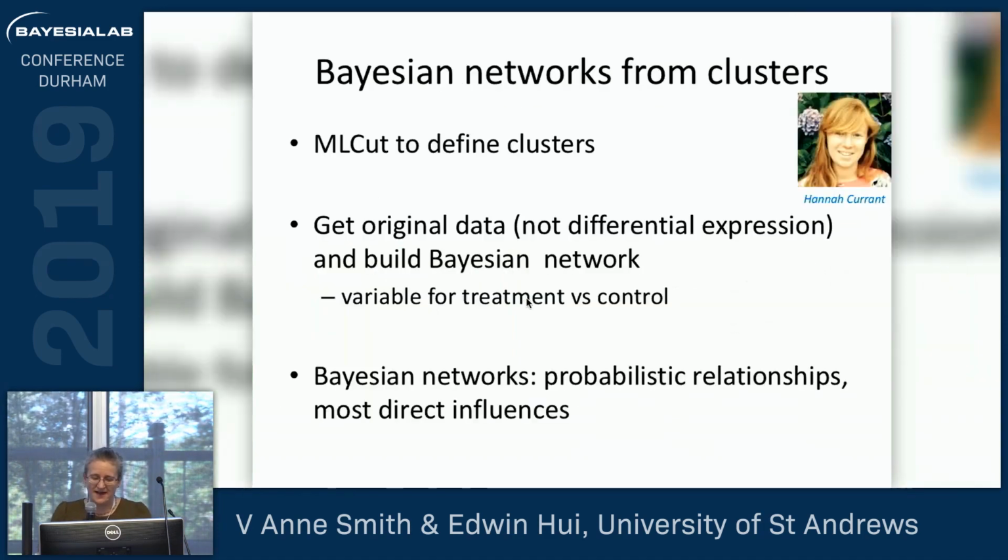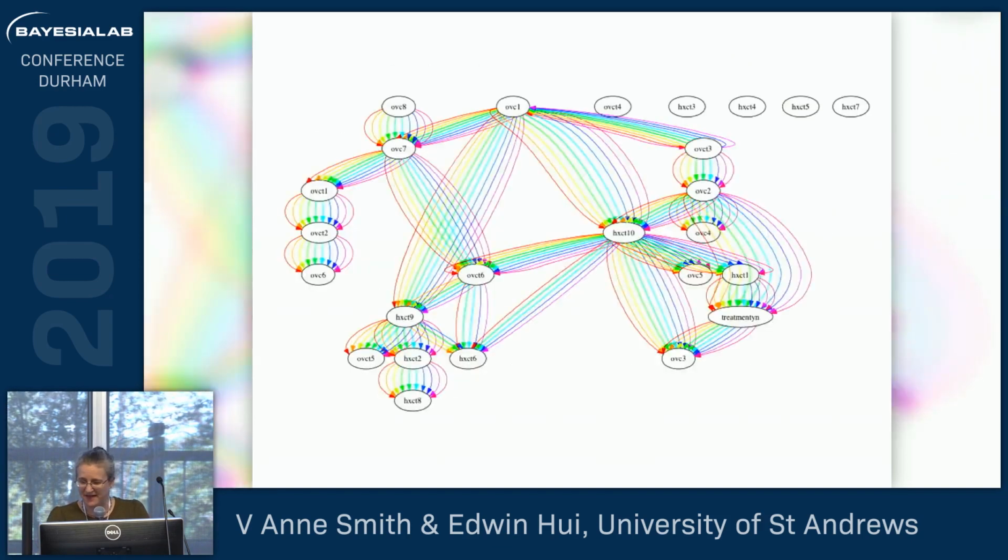And then I had an undergraduate student who used this to develop some clusters. Then, based on the original data that went into the differential expression, not the differential expression numbers, built some Bayesian networks and put in a variable that meant, was this sample treated or was it a control? So we'd be getting the most direct influence of what clusters of genes are most related to that treatment.